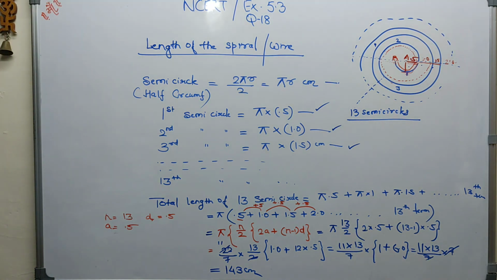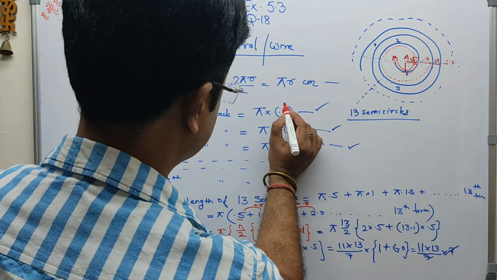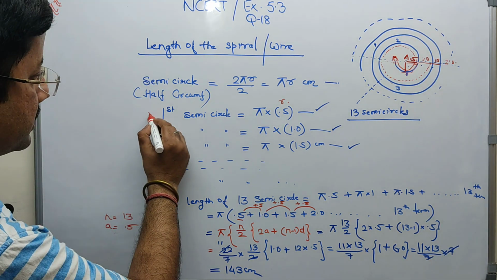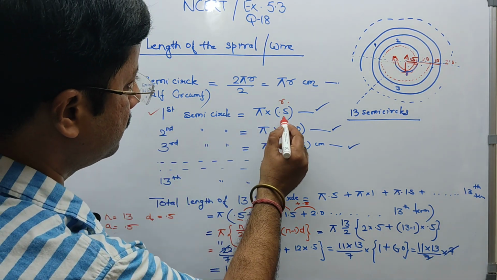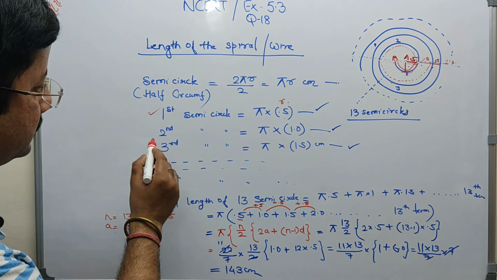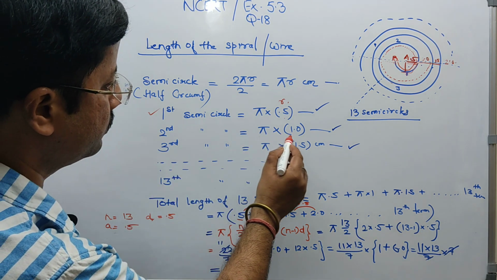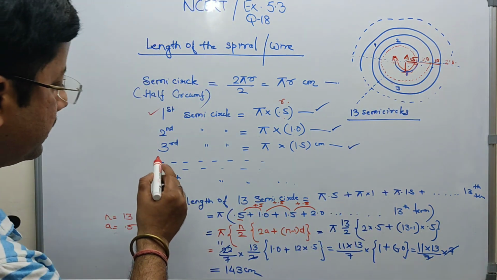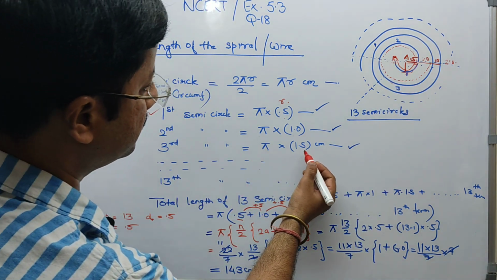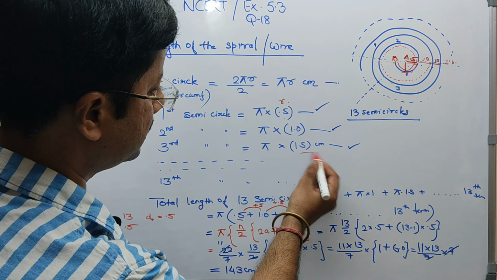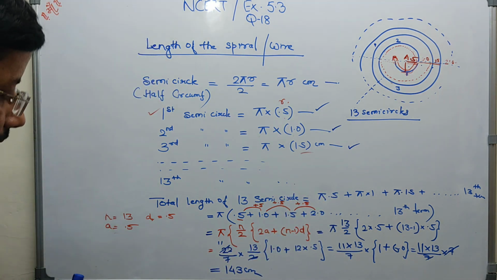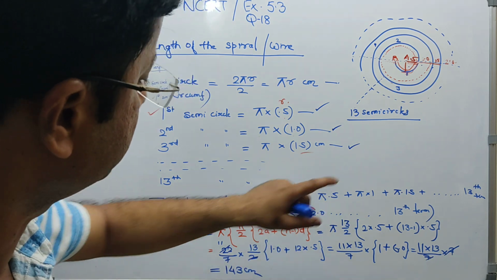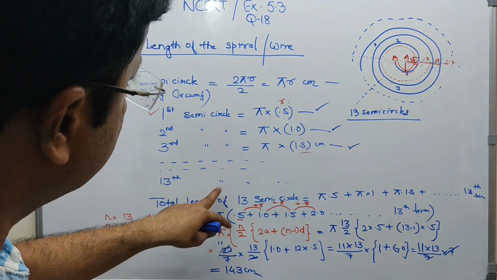Now the first semicircle, because the first radius is given here as r equals 0.5, is pi into 0.5. The second semicircle is pi into 1, because 0.5 is added. For the third semicircle we again add 0.5, so that is 1.5. In this way we have to go till the 13th semicircle. So we have to find the total length.